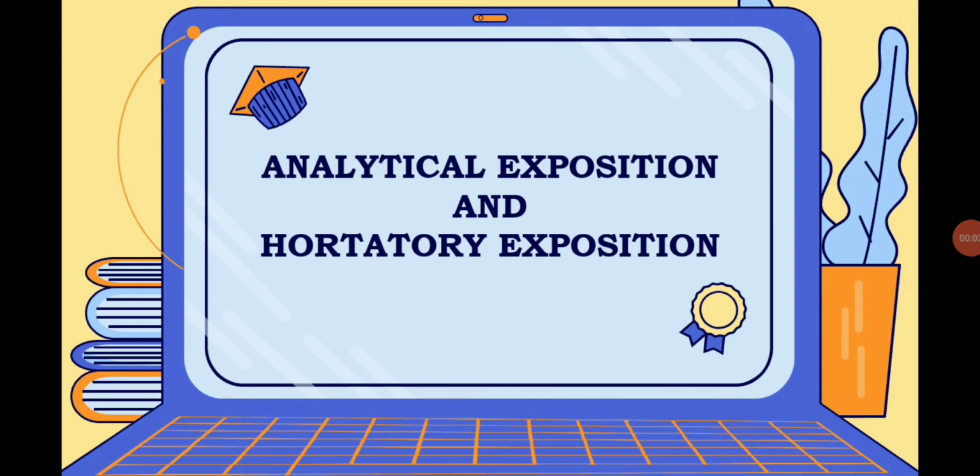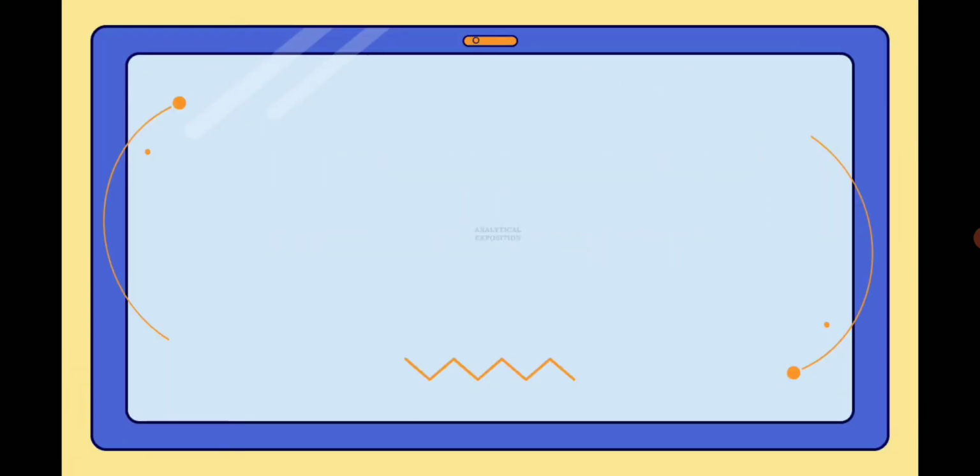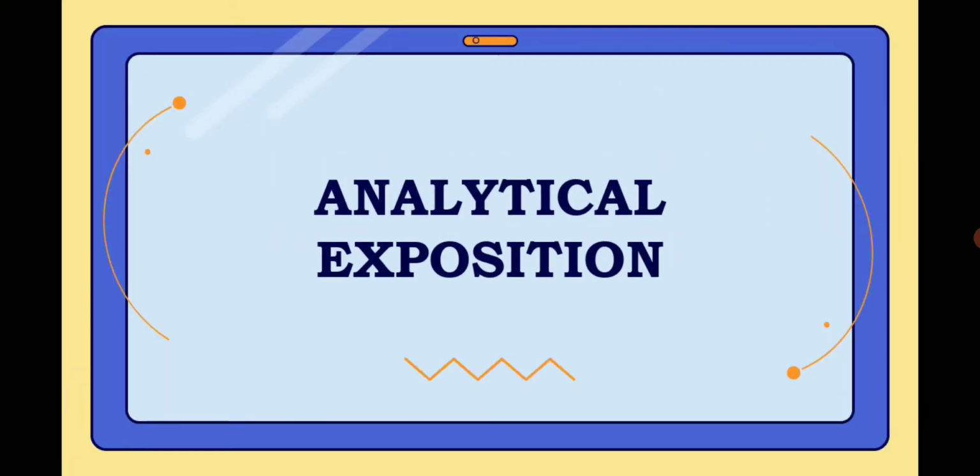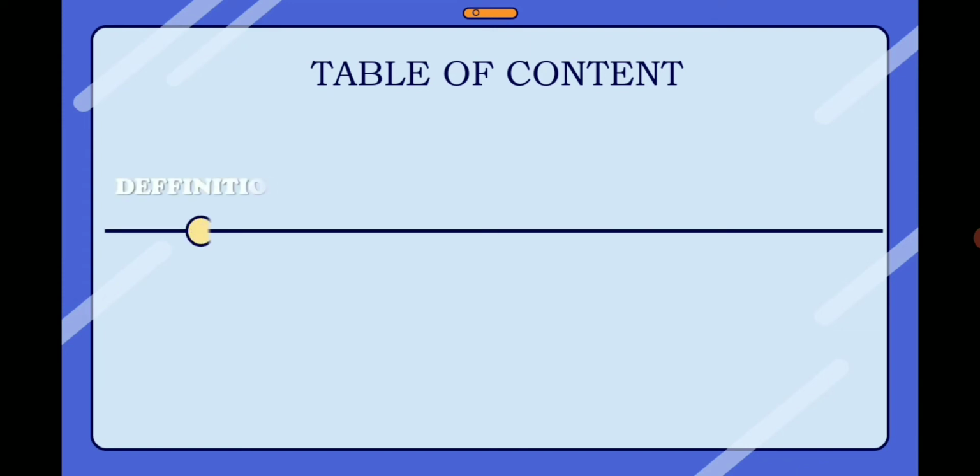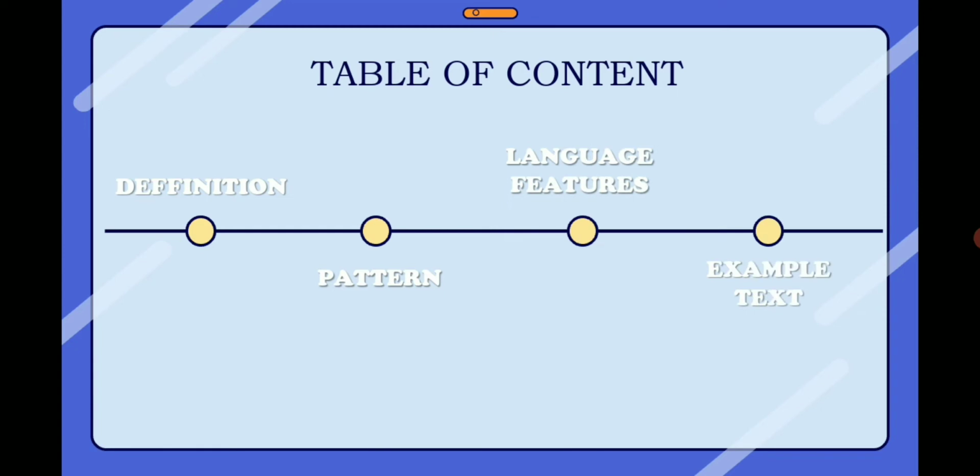Analytical exposition and hortatory exposition. First, we're gonna discuss about analytical exposition. Table of content. In here, we're gonna discuss about the definition, the pattern, the language features, and the example text.